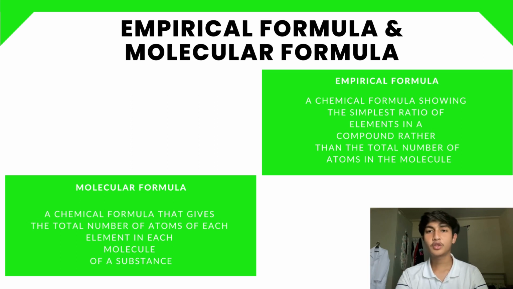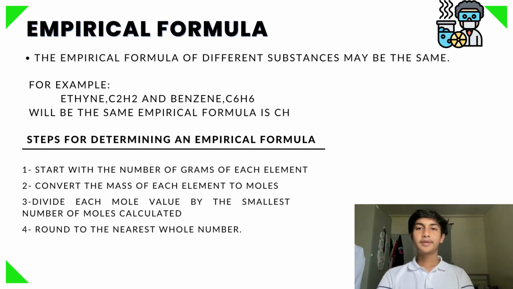Let's move to the second topic, which is empirical formula and molecular formula. An empirical formula is a chemical formula showing the simplest ratio of elements in a compound rather than the total number of atoms in the molecule. Second is the molecular formula. A molecular formula is a chemical formula that gives the total number of atoms of each element in each molecule. The empirical formula of different substances may be the same.